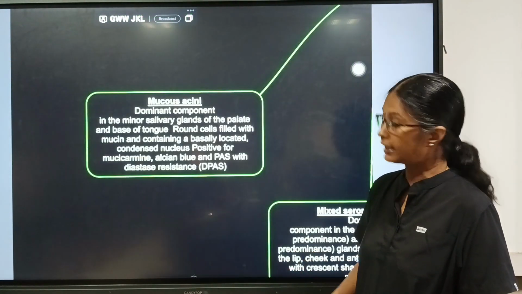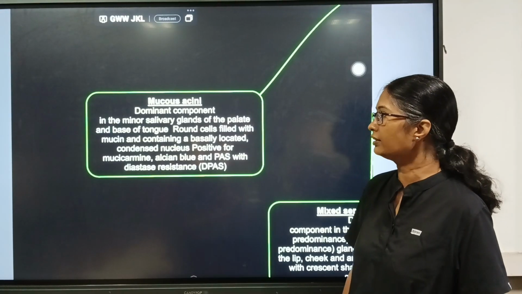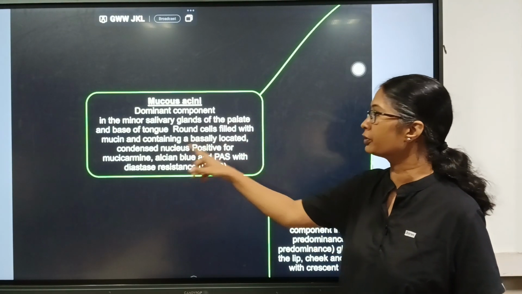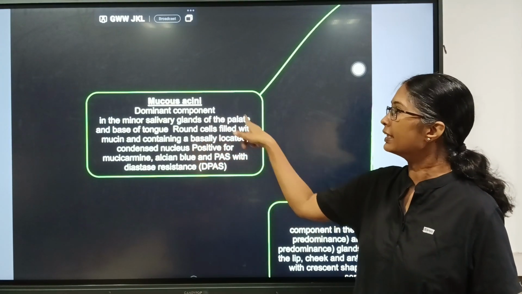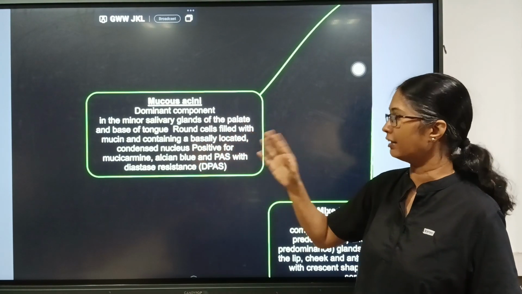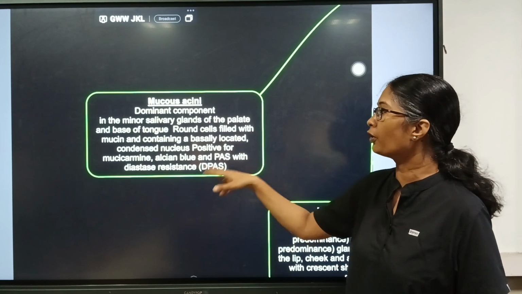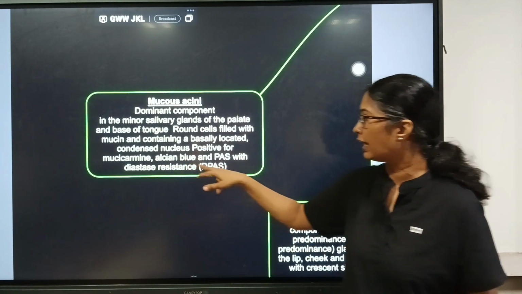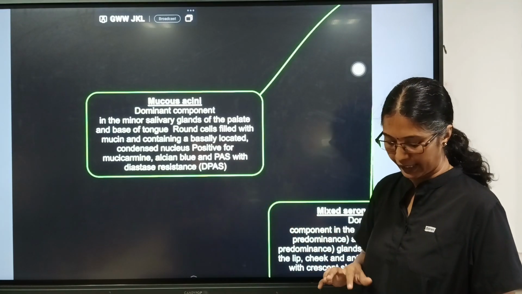The mucous cells are the dominant component in the minor salivary glands of the palate and base of the tongue. They are round cells filled with mucin and contain a basally located condensed nucleus. So here in the mucous acini, I will show the pictures, the nucleus will be basally located. And it is positive for mucicarmine, Alcian blue and PAS diastase resistance, which is DPAS.